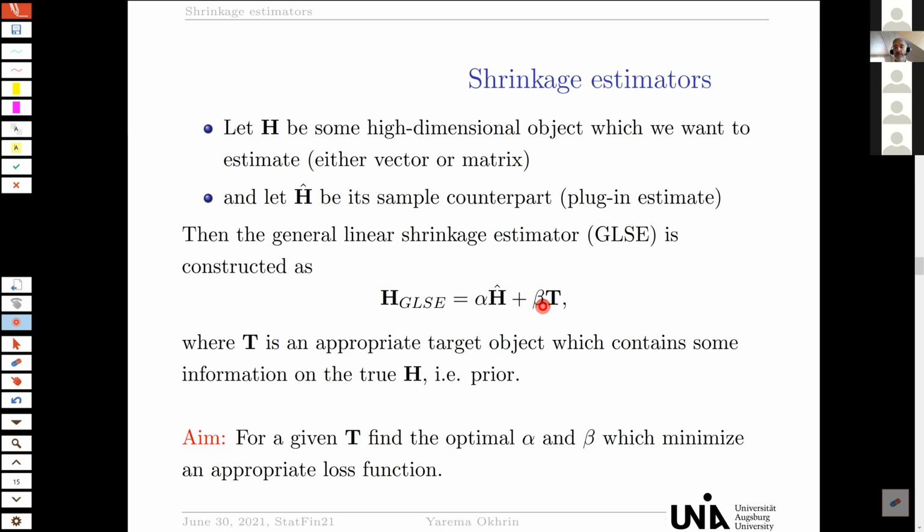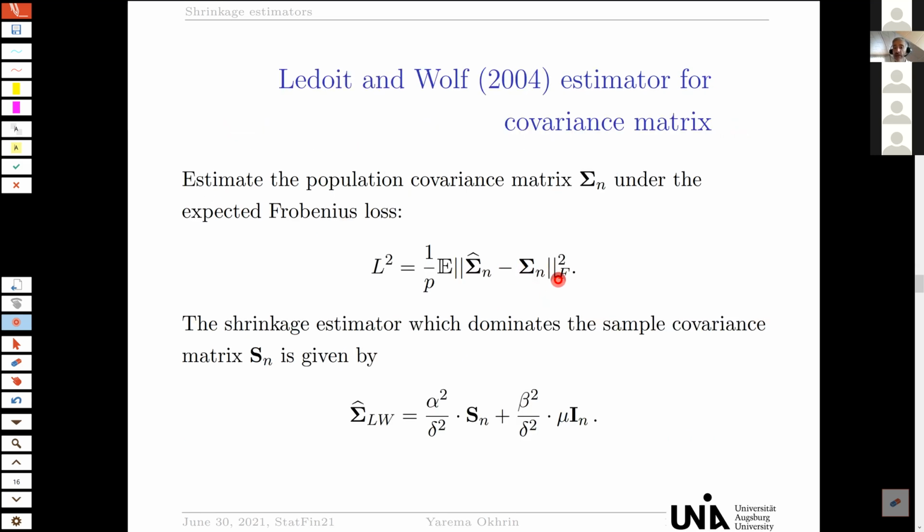Now, if we talk about covariance matrices, then Ledoit and Wolf suggested the following loss function. So it is the expected Frobenius norm between the sample estimator of the covariance matrix and its counterpart. So n down here indicates that we try to estimate our Sigma n using n observations. And they have determined the optimal weights, these alpha, beta, and delta over here. And they shrink the sample covariance matrix towards a multiple of the identity matrix. So they assume that the target has all the same variances on the main diagonal and has 0 correlations. So in fact, they shrink it to the identity matrix in some sense.